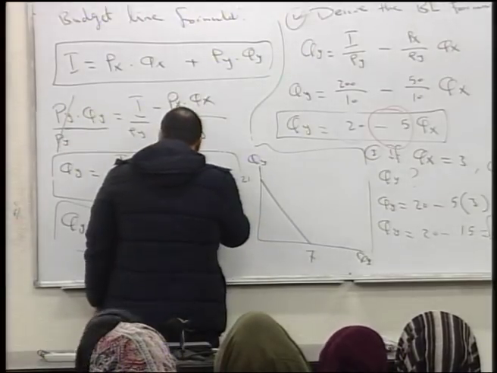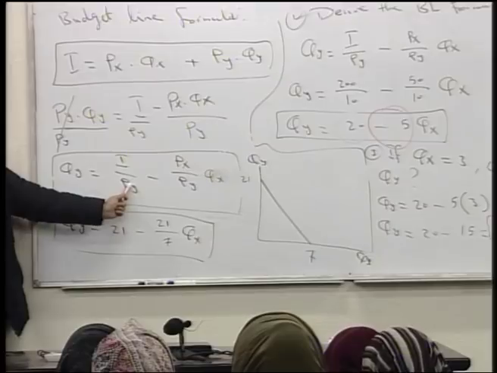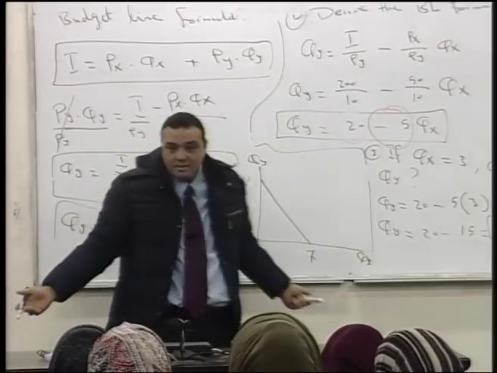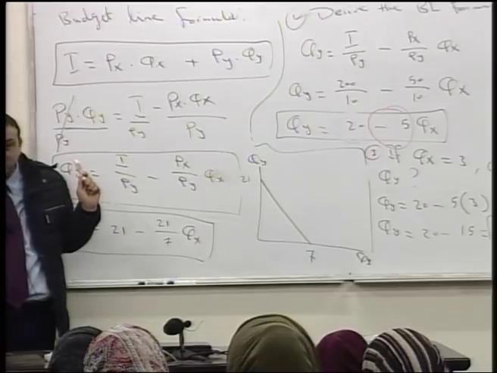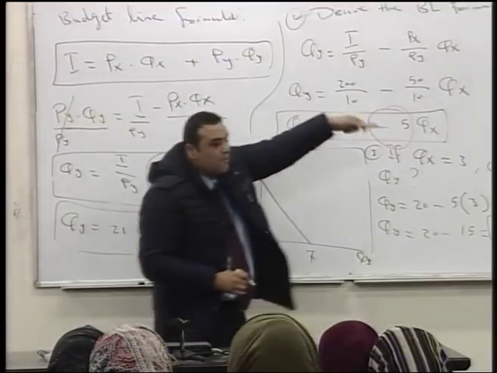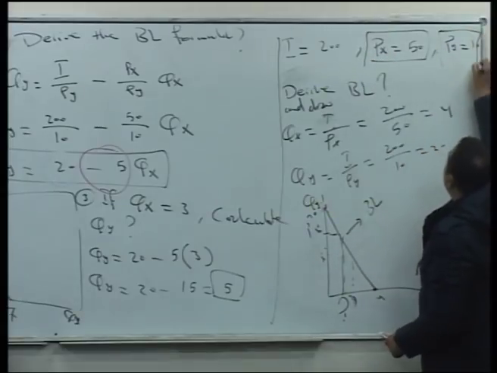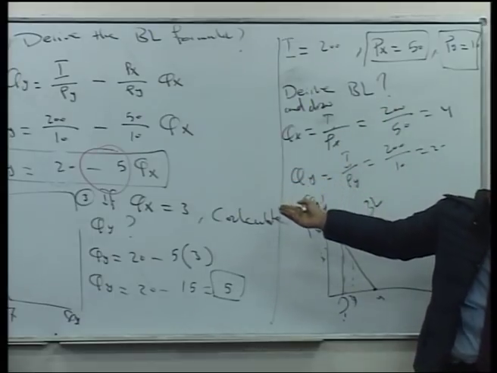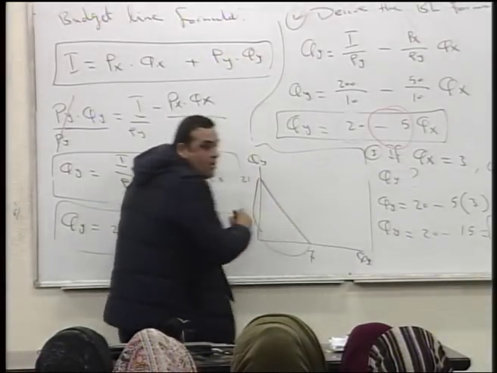Now the formula here is like this. Go back to I over PY. What is it? QY. How can we calculate QY? I over PY. Right? Then minus PX over PY. Calculate minus PX over PY. What is PX? Minus 50 over 10 is minus 5, which is the slope of the budget line, or delta QY over delta QX.